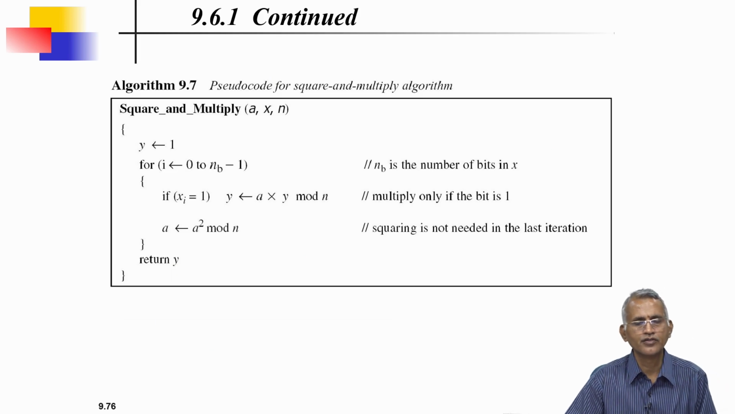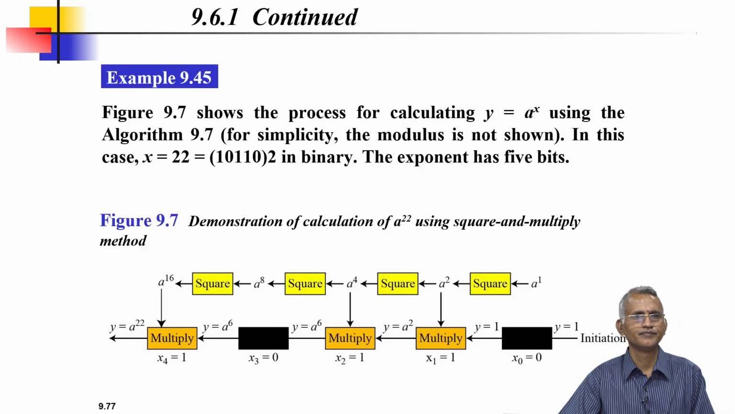The corresponding pseudocode of the square and multiply algorithm, square and multiply of a, x, n, is: y takes 1 to start, and then i varies from 0 to nb minus 1, and if xi equals 1, y is a into y under modulo n. Therefore, a is a square under modulo n. Return y.